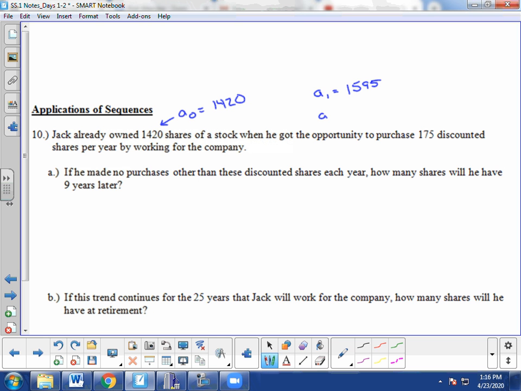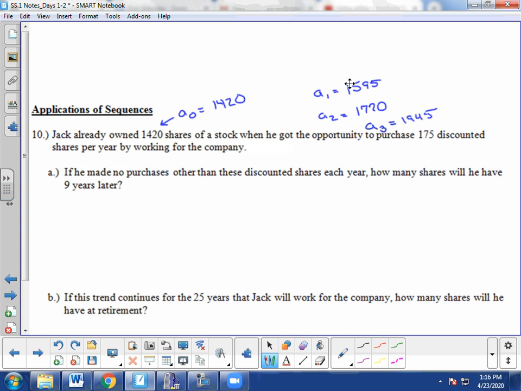We could find a sub 2, which would be another 175 shares more, which would be 1770. We could find a sub 3, which would be another 175 shares more, which would be 1945. And we could keep doing this over and over until we get to a sub 9. Not that big of a deal to get to a sub 9. A little tedious to get to a sub 25.